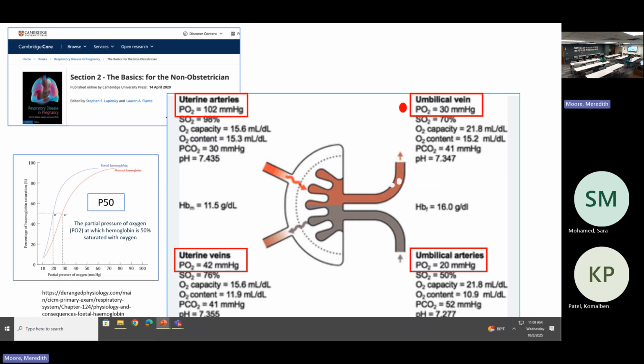So anyway, now let's go back and see how this P50 works for the umbilical vein. Let me do an animation. See, you got this point here, and then for 30, look at the saturation. Even with a PO2 of 30, with the fetal hemoglobin, which is the blue curve, it's almost 80% saturated. So you get a big advantage as a fetus. Any question on this slide?